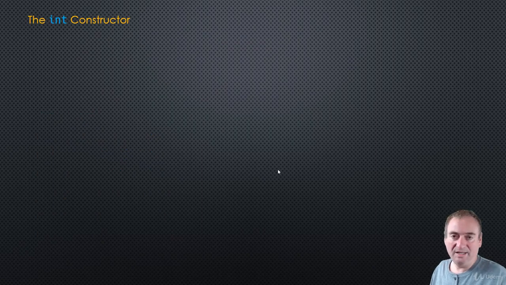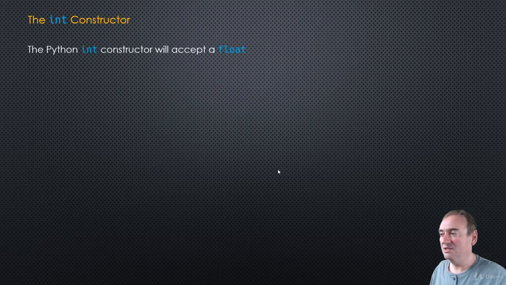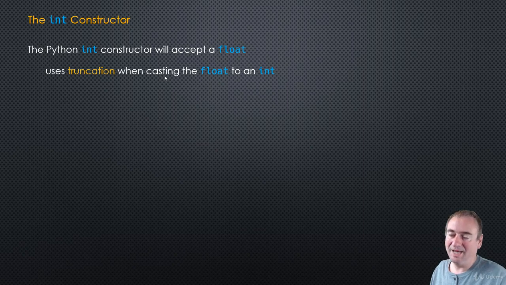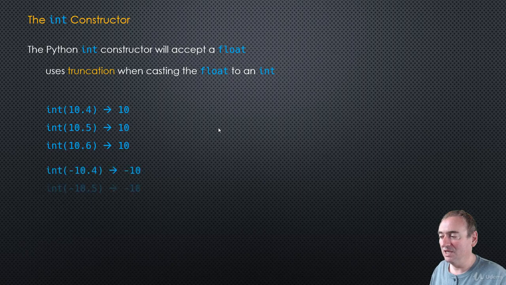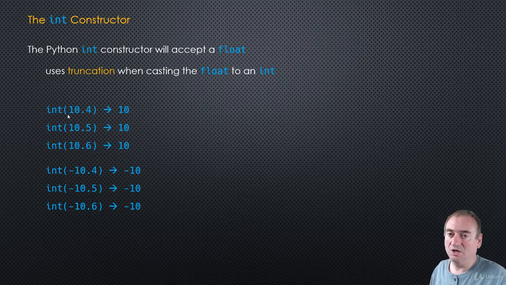Now, I want to talk about the int constructor very quickly here, because the int constructor in Python accepts a float. It uses truncation when casting the float to an int. In other words, int(10.4) is the same as trunc(10.4), and the same thing with these other numbers we saw before. So if you want to use truncation and you don't want to import the math library, or just trunc from the math library, you can also just use the int constructor. It will essentially return the same thing.